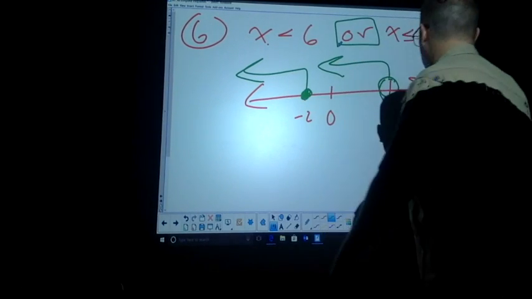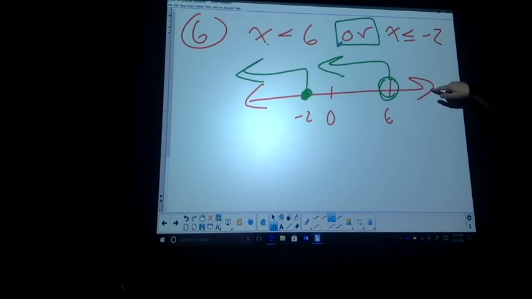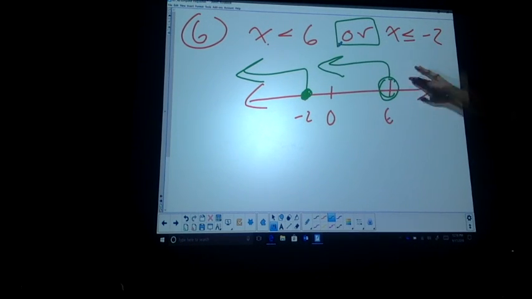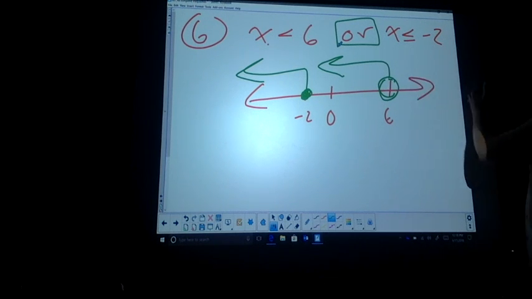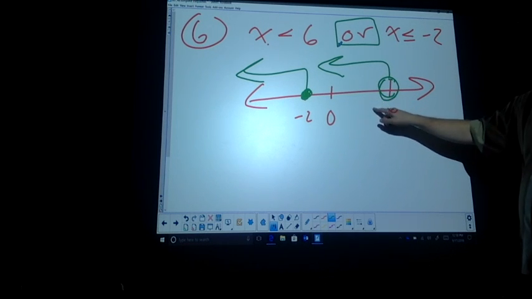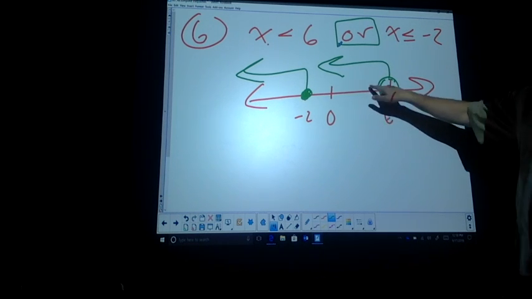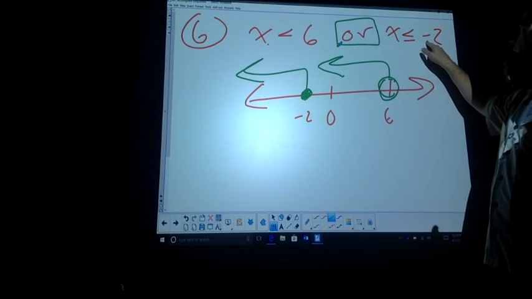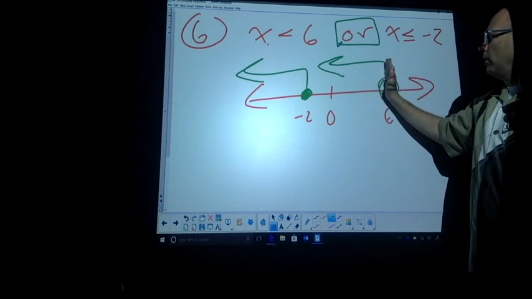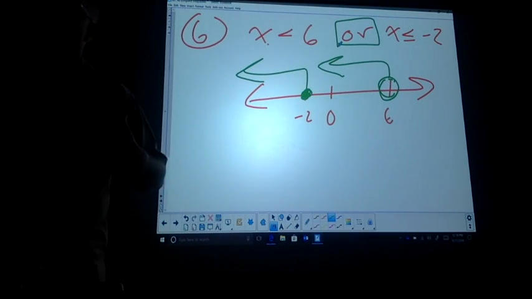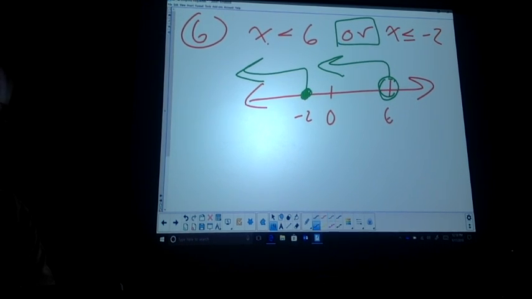So let's pick a number outside here. 10. Okay? If I plug 10 in, 10 is less than 6. That's false. 10 is less than or equal to negative 2. That's also false. So nothing over here is going to work. But if I pick, let's say, 5, which is somewhere in there, 5 is less than 6. True, right? 5 is less than negative 2. Well, that's false. But because it's or, I only need part of it to be true. So everything from here to negative infinity will be your true answer. Okay, because you only need one part. Both parts can be, but they don't have to be.